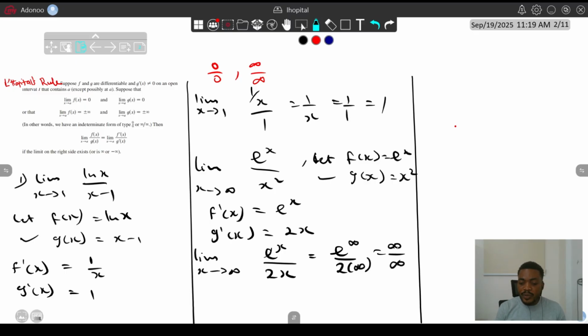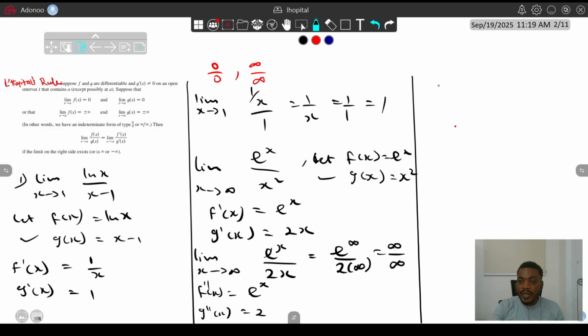So now that we have infinity over infinity again, we have to repeat L'Hopital's rule on this question. Okay, so we let f of x. So, I think we need to find f double prime of x, which is the second derivative of f, which is now equal to e raised to the power x. And then the second derivative of g is equal to 2.